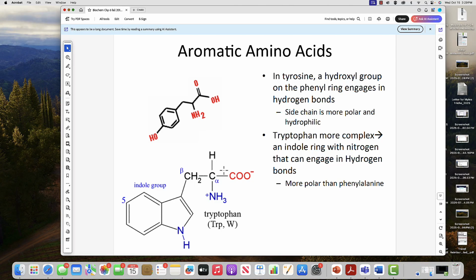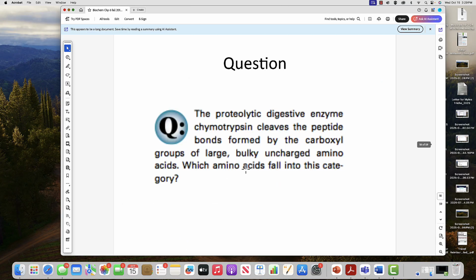All right. So here you see again tyrosine. It's going to be more polar and hydrophilic. Tryptophan is a little bit more complex because it has that indole ring with nitrogen, and it can engage in hydrogen bonds. So it's going to be more polar than phenylalanine.